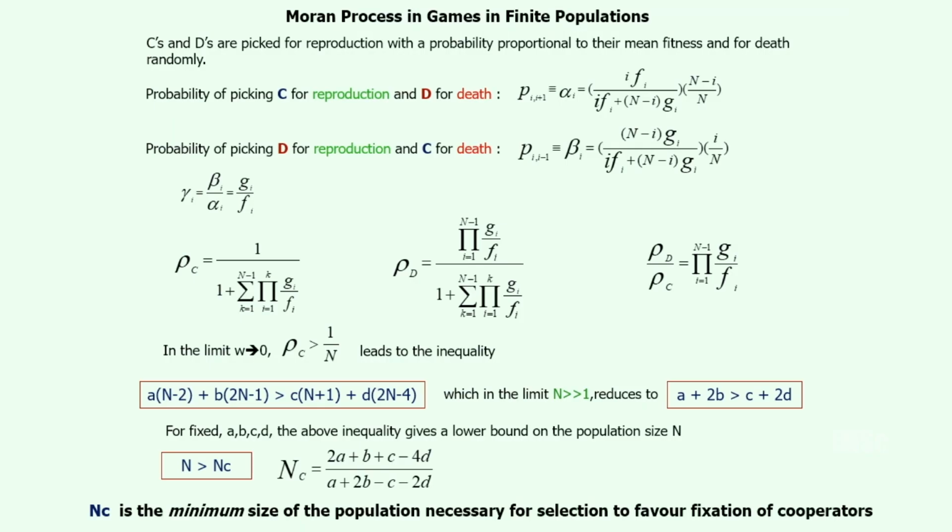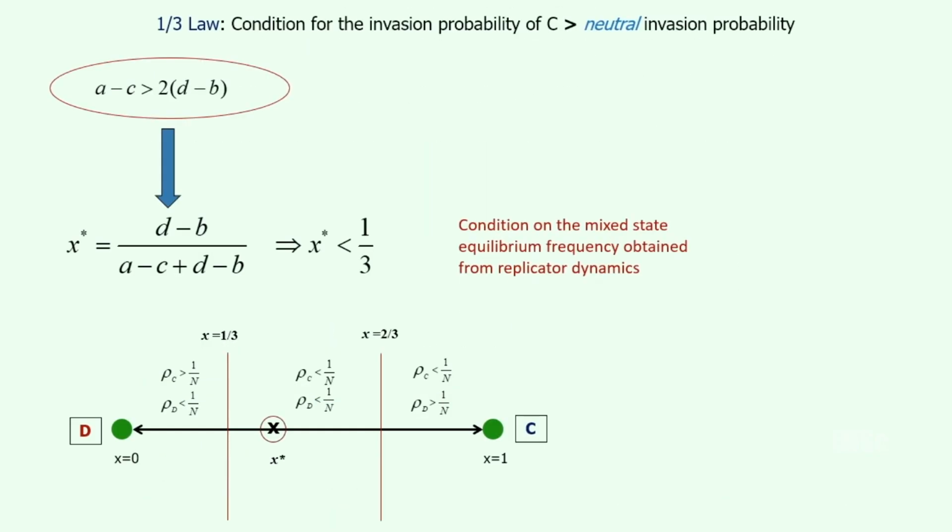So for fixed A, B, C, D, this reduces to a condition on the population size. So the fixation probability of C is larger than what you would expect by chance. In that sense, a C mutant will be able to take over a population of D wild types only if the population size is larger than a certain critical threshold, right? Otherwise, it won't be able to invade. Or if the population size is fixed, then this condition has to be satisfied. Now, what does this condition mean?